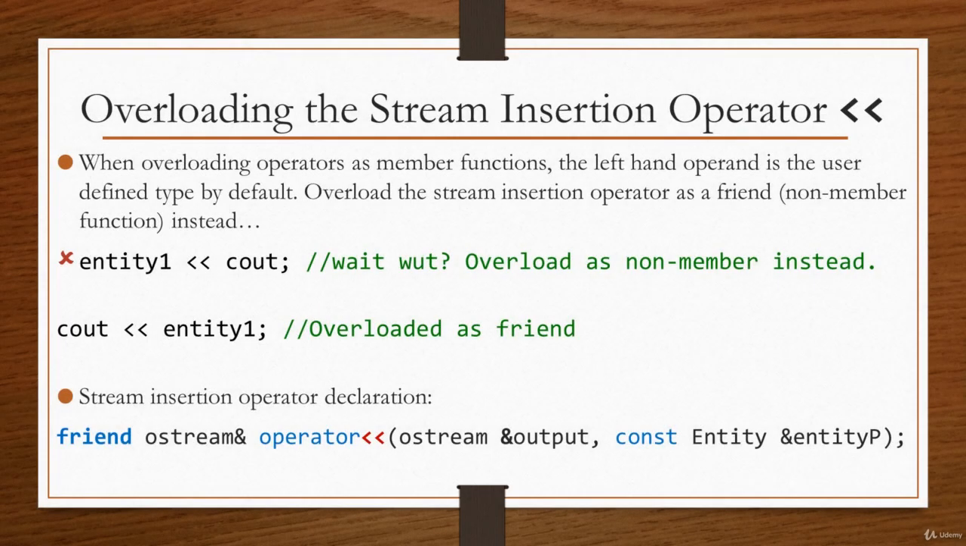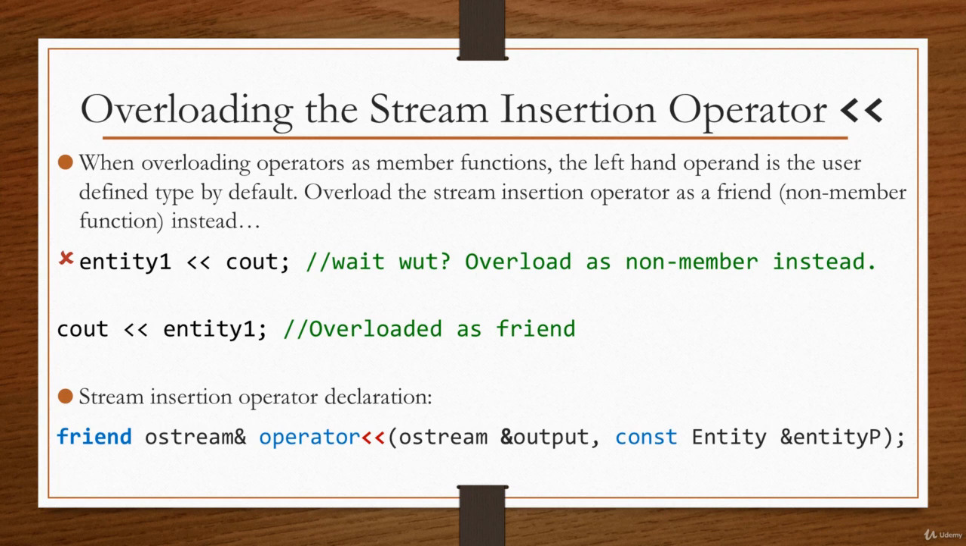We'll start with the stream insertion operator. Now a quick note here, when overloading operators as member functions, the left operand is the user-defined type by default, right, if you remember from the previous examples and the previous videos. So what you want to do is overload the stream insertion operator as a friend, in other words a non-member function instead. In this example here you can see if you overload it as a member function, it is expected that the left operand is going to be your user-defined type, such as entity in this example.